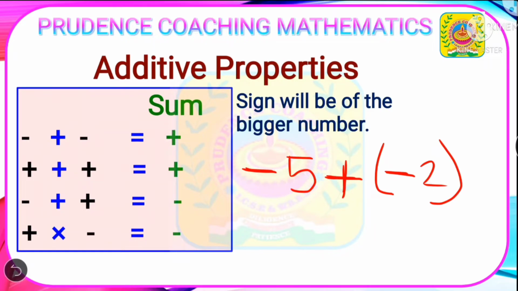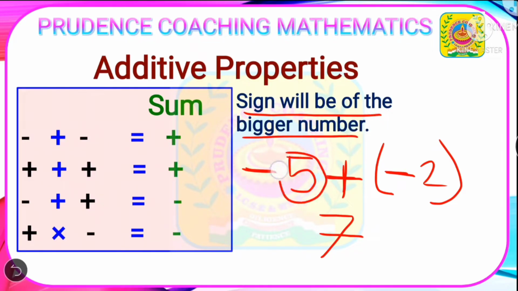That means we need to add the numbers here. So 5 and 2 will give you 7, that is 5 plus 2 is 7. Now the sign will be of the bigger number. So here the bigger number is 5. So before 5 we have negative, so it will be negative 7. So our answer is minus 7.